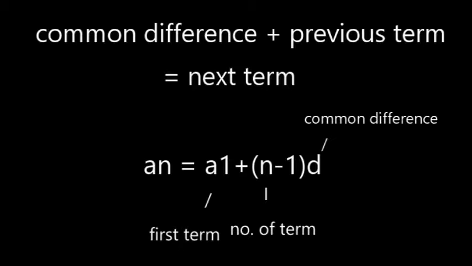The formula for finding a certain term of an arithmetic sequence is a sub n is equal to a sub 1 plus n minus 1 times d, where a sub 1 is the first term of the sequence, d is the common difference, and n is the number of the term to find.